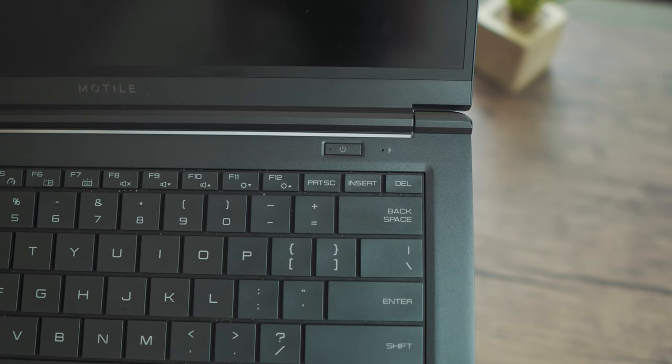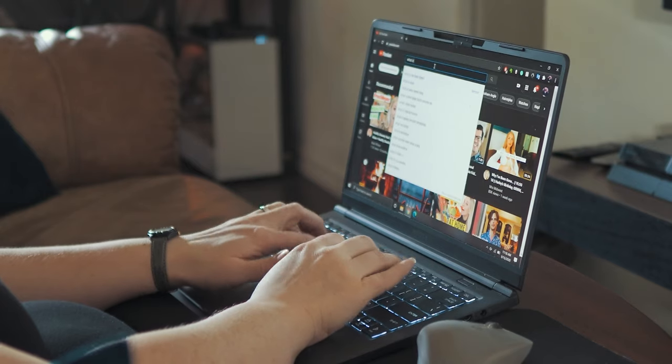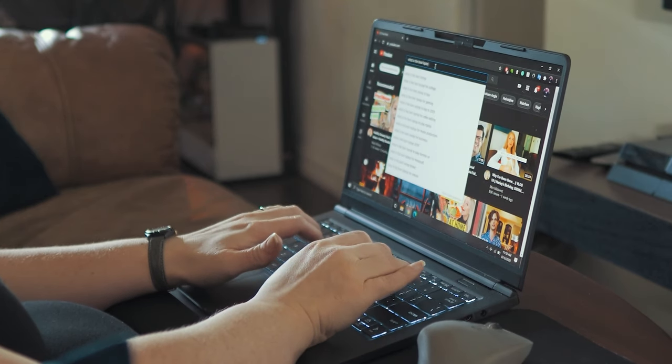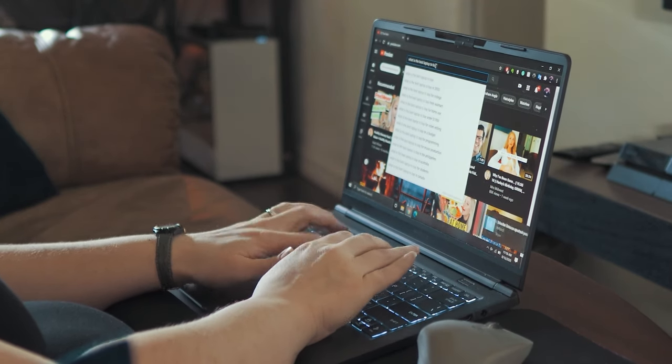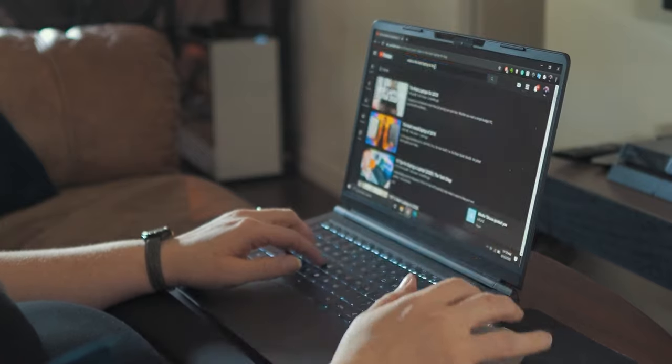Now the Motile brand isn't as well known. It is a Walmart brand. For our experience, and we've had these now for several months, I really wanted to use them for a while to make sure that they were good. And so far it has been very, very nice to use.